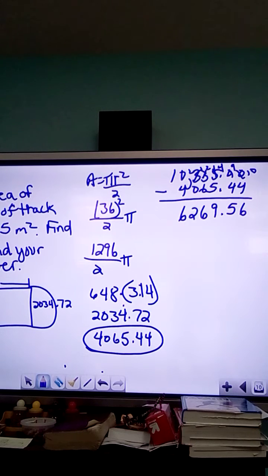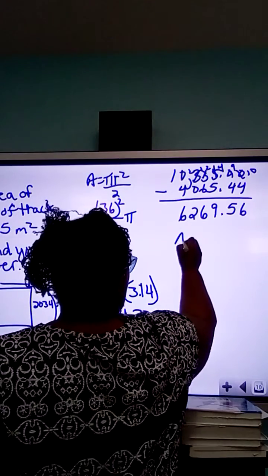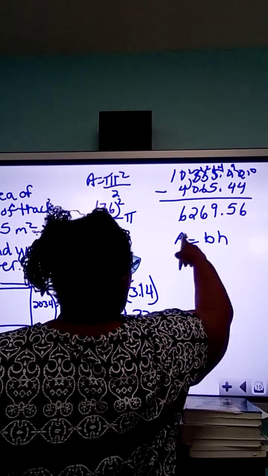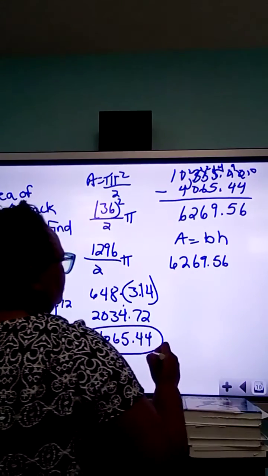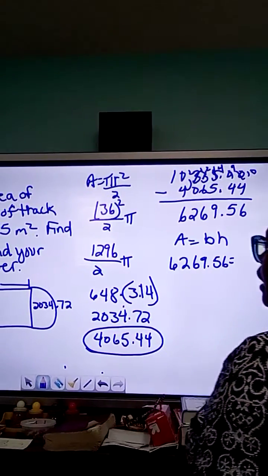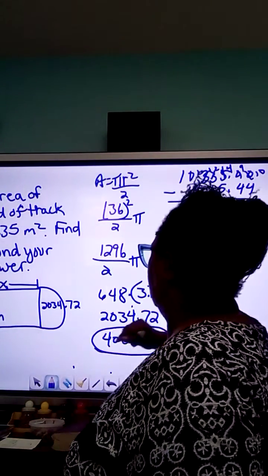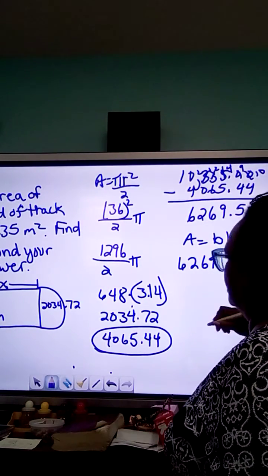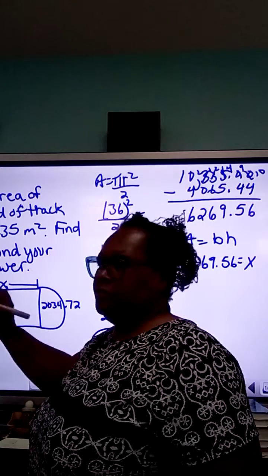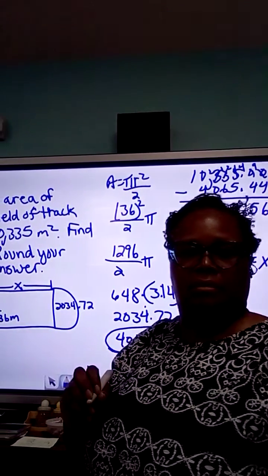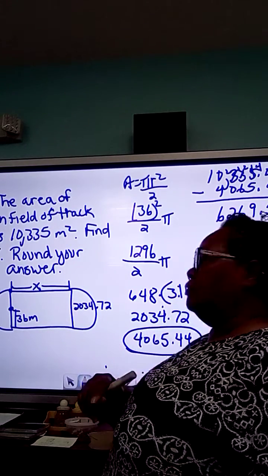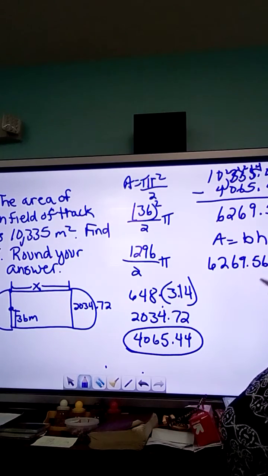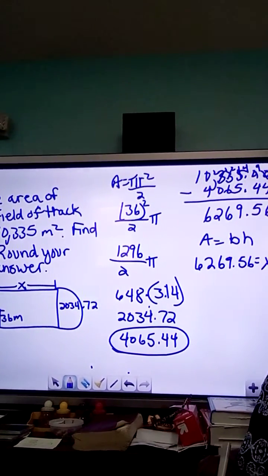Okay? And so since that is our area, then the formula for just this middle part, remember, is A is equal to base times height. So if our area is 6,269.56 and is equal to our base over here happens to be an X, and then our height in this case, half of it is 36. Half of it is 36, the other half is 36, put it together for a complete diameter of the semicircle, then we have 72.